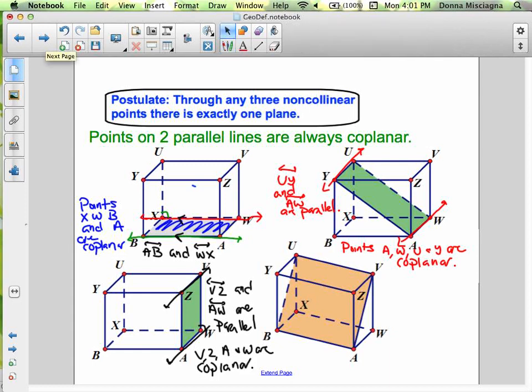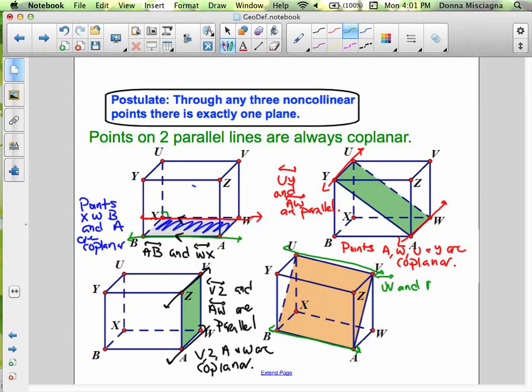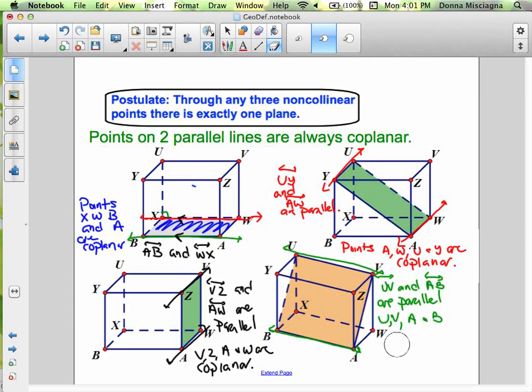And lastly, in the color I haven't used, green, line UV and line AB are parallel. So therefore, U, V, A, and B are coplanar.